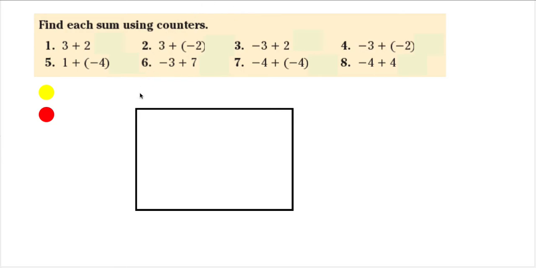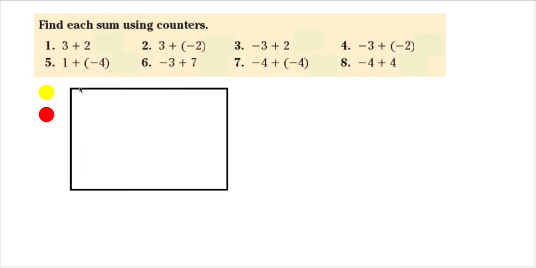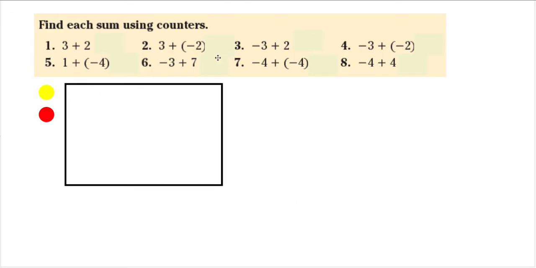Okay, number 2 is, let me get closer to our counters. It's easy for me to move them. 3 plus negative 2, meaning 3 positive counters. 1, 2, and 3 positive counters. 2 negative counters. Okay, and then we get our zero pairs. That's a zero pair. That's a zero pair. We end up with positive 1. So the result of 3 plus negative 2 is 1. Okay, and let's do the next one.